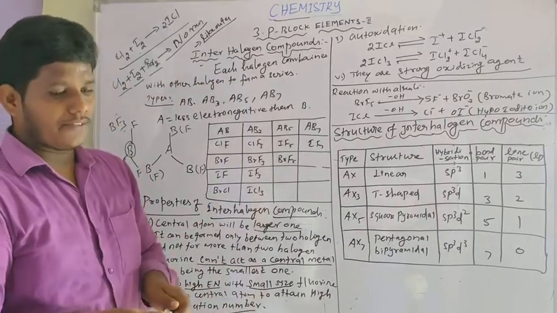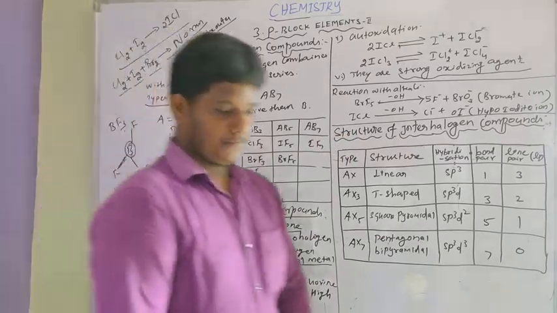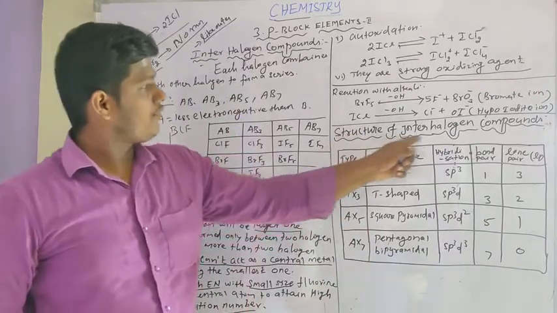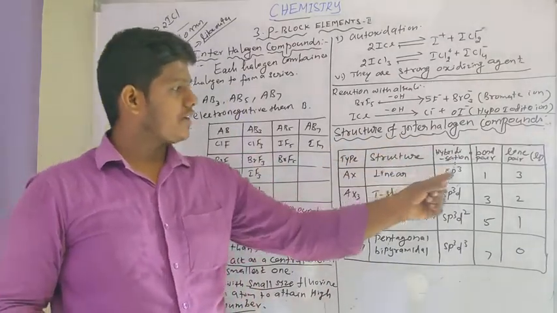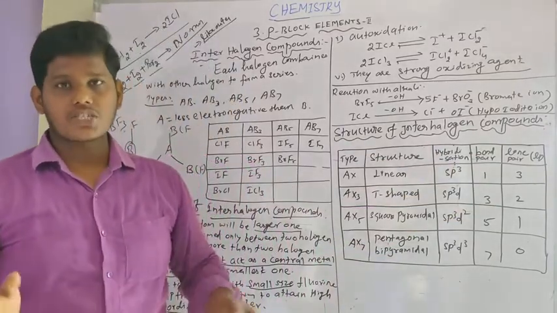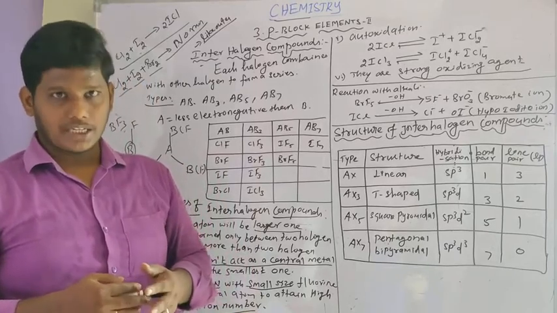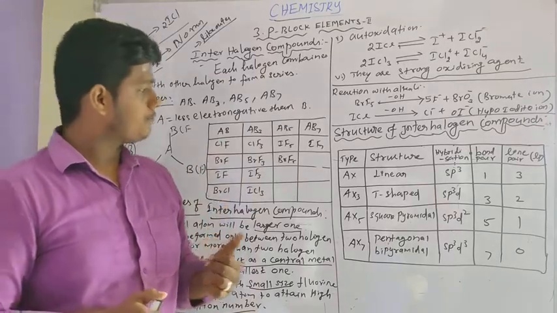So next, important: the structure of interhalogen compounds. We look at the type, structure, hybridization, bond pair, lone pair. You know how to find hybridization, bond pair and lone pair from our previous year, that means 11th standard classes. You know very well, but I will explain now also.